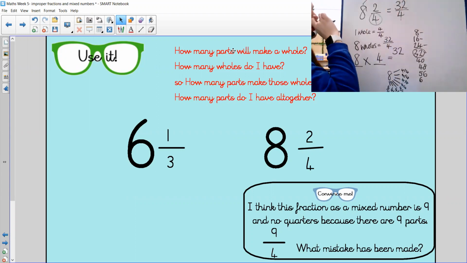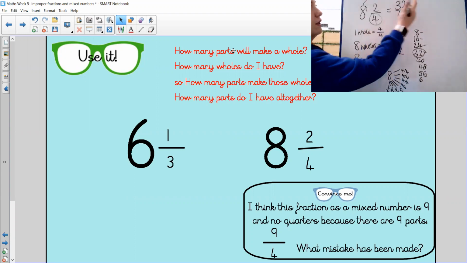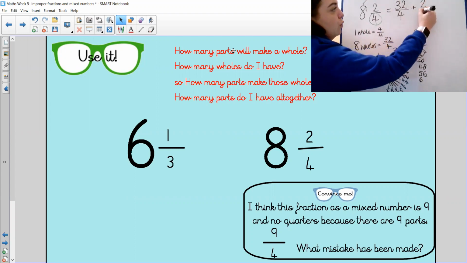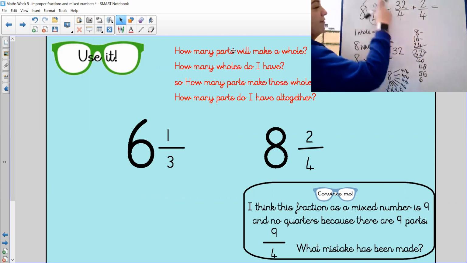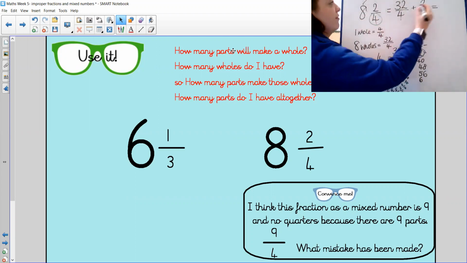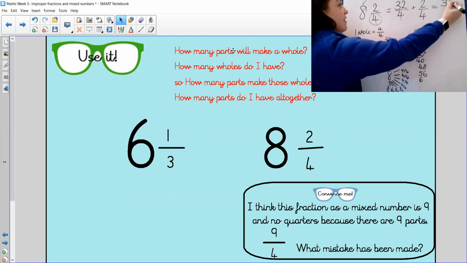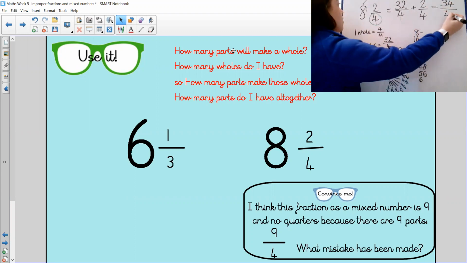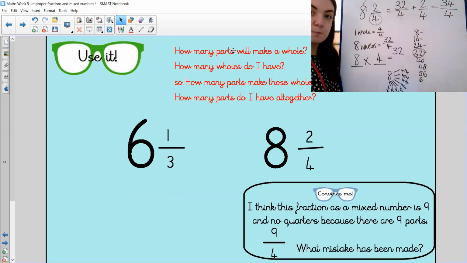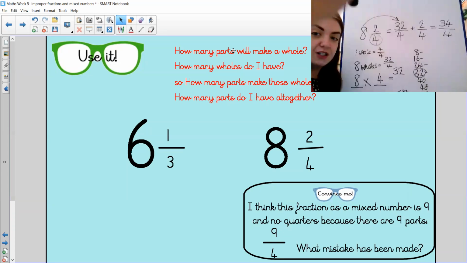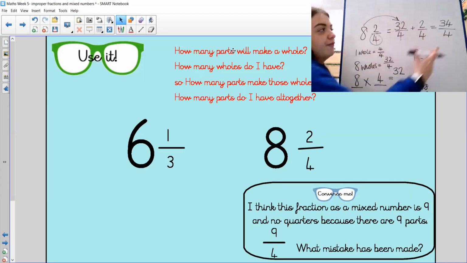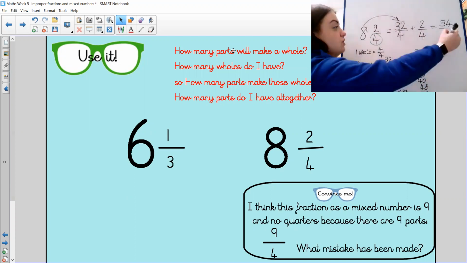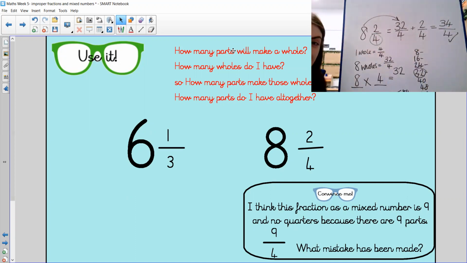No, because that is just my whole. I've also got the 2 quarters that are part of that mixed number. So to get my total for my improper fraction, I need to add them together. So I'm going to have 34 quarters. Okay, so my equivalent fraction for 8 and 2/4 is going to be 34 quarters. So well done to you if you got that right.